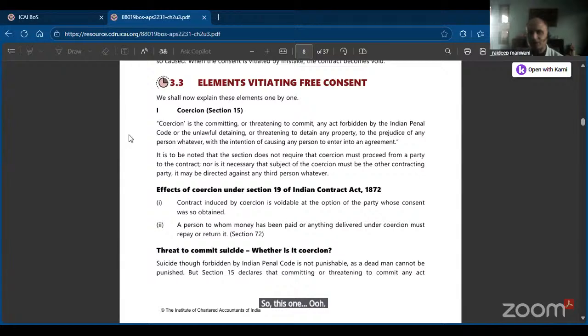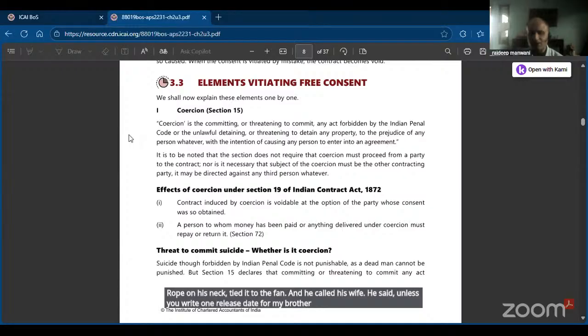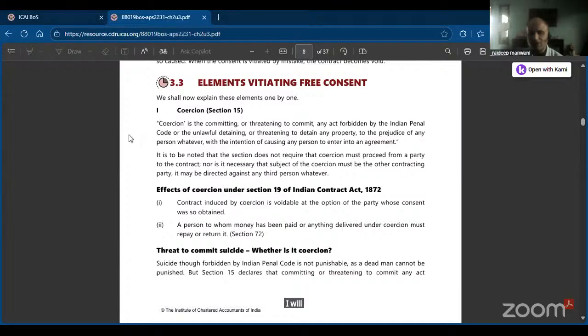This Amiraju, who was the husband of Sheshamma, went home, climbed up on a chair, put a rope on his neck, tied it to the fan, and called his wife. He said, unless you write one release deed for my brother that he does not owe you any money, I will kick the chair and then I will commit suicide.